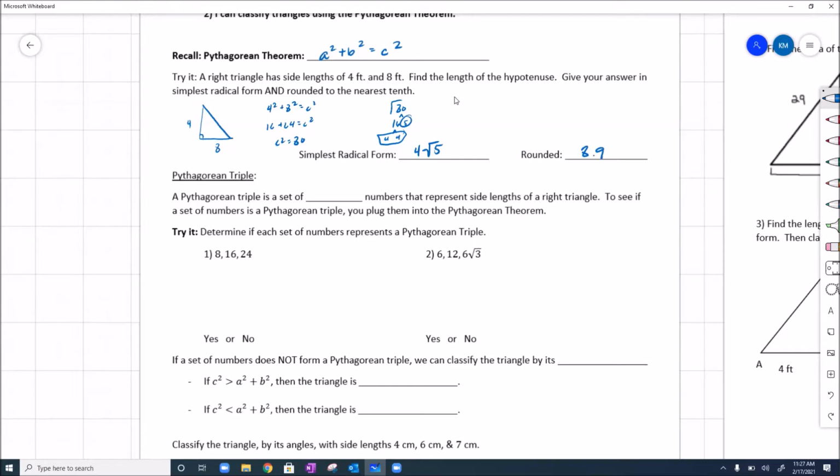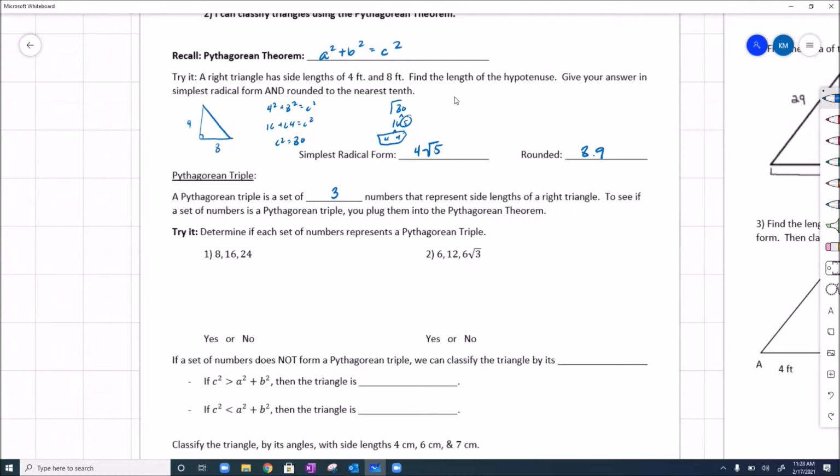So a Pythagorean triple is a set of 3 numbers that represents the side lengths of a right triangle. To see if a set of numbers is a Pythagorean triple, you plug them into the Pythagorean theorem. And if it works, then it's a Pythagorean triple. If it doesn't, it's not.